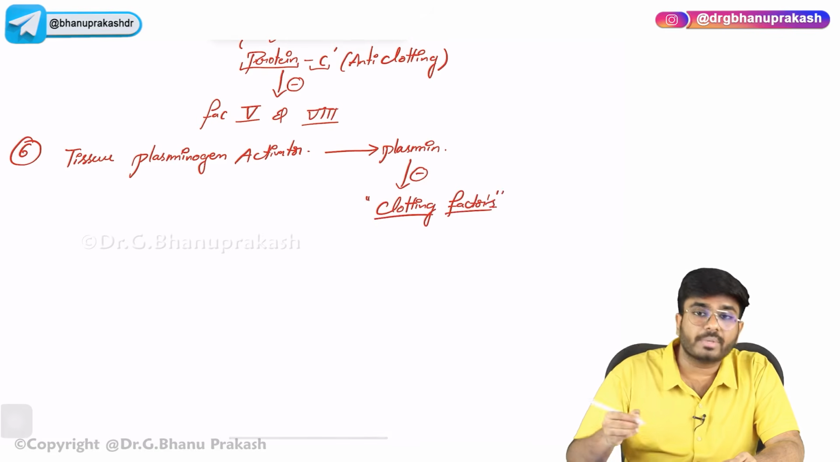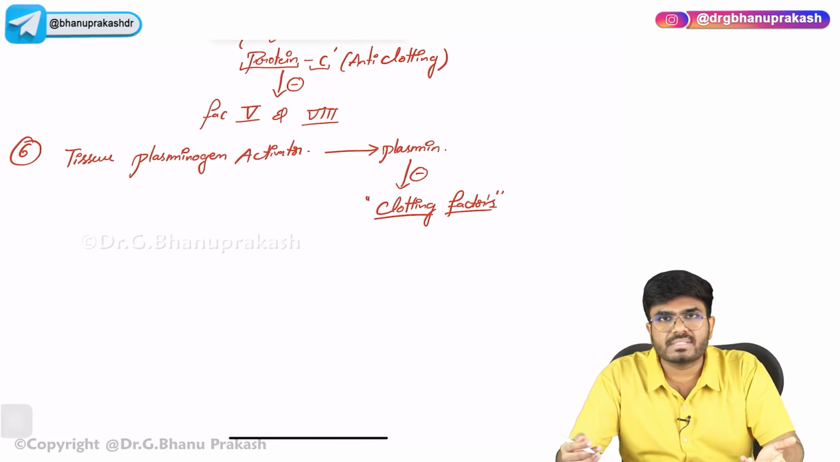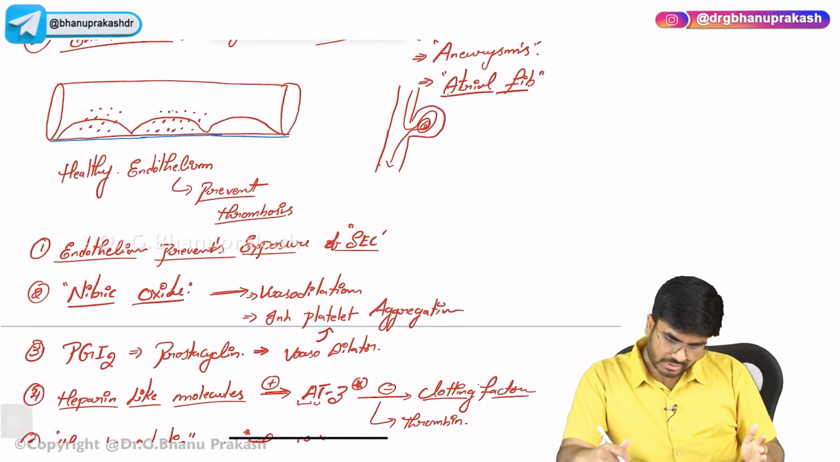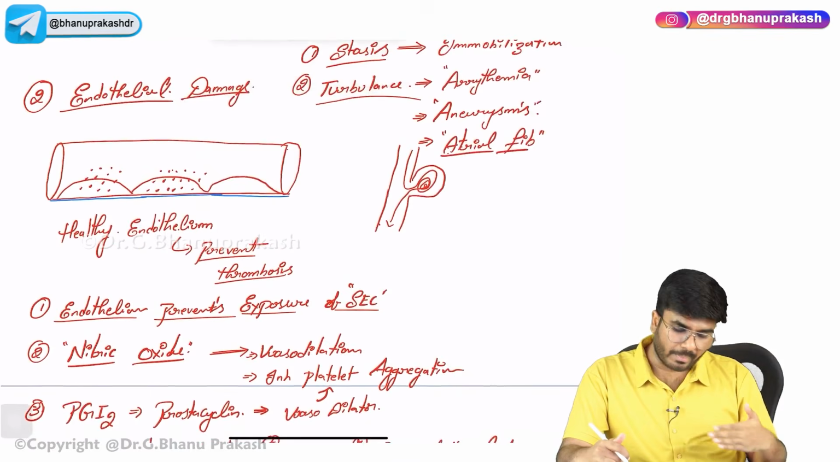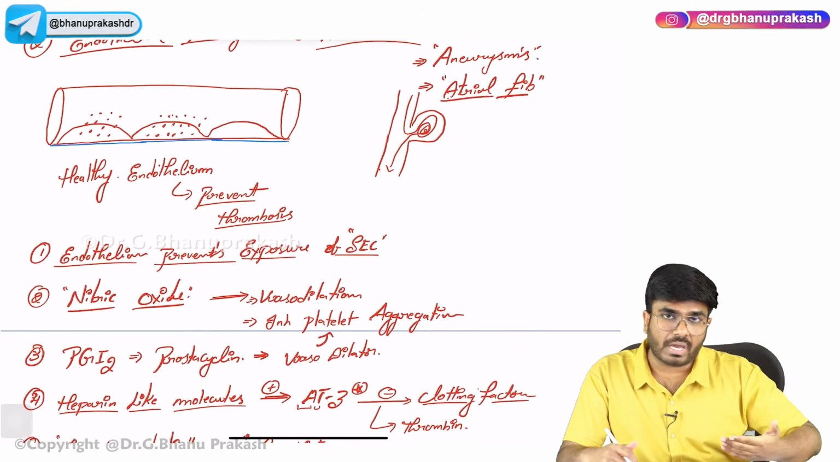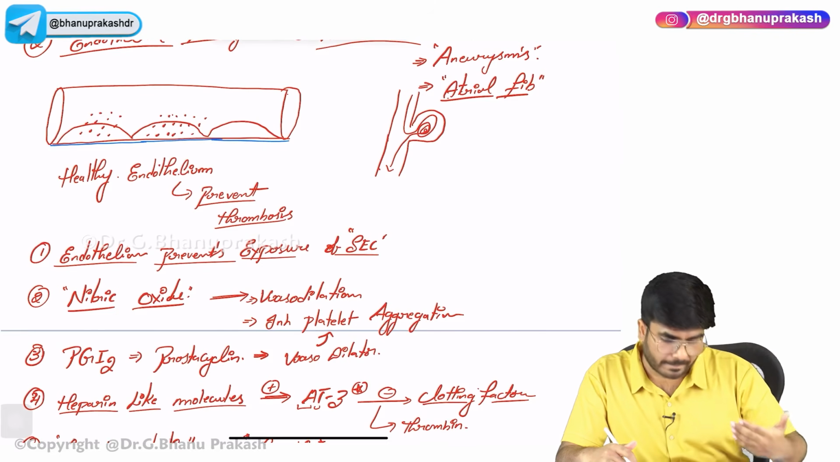Okay, plasmin is going to inhibit the clotting factors. Anti-clotting, simple as that. So what I am trying to put into your mind is, sir, the healthy endothelium. Here I have shown multiple mechanisms by which a healthy endothelium is inhibiting the clot formation, how it is acting like an anti-clotting.